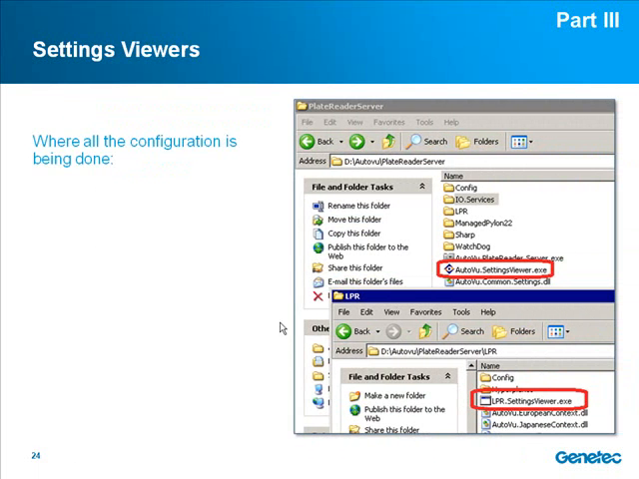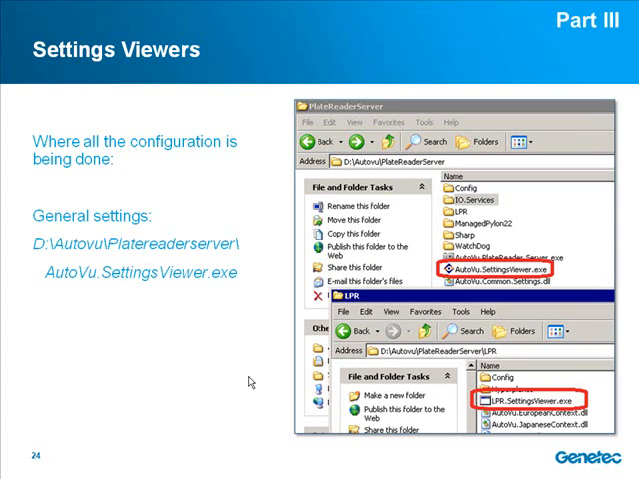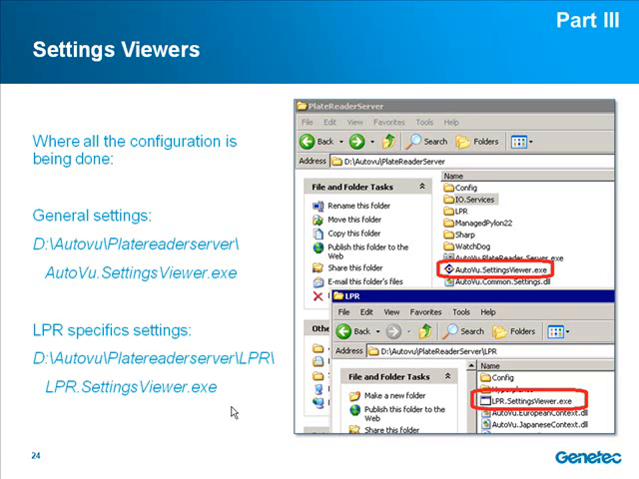Now, all of our configuration will be done in the Settings menus. You can get to the settings from two specific folders. If you want to check the general settings, you need to run the autoview.settingsviewer.exe program from the D:\autoview\plate reader server folder. For tweaking or setting up specific settings related to the license plate recognition, you can also run the lpr.settingsviewer.exe from the D:\autoview\plate reader server\lpr folder.